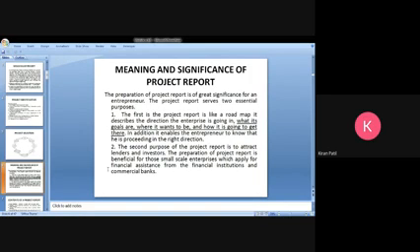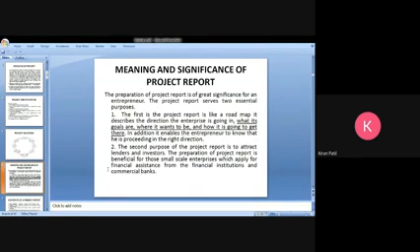That report, of course, is much different from the reports that you prepare otherwise. So why is the project report needed? What is the significance of this project report? Let us see. The preparation of a project report is of great significance for an entrepreneur. The project report serves two essential purposes.